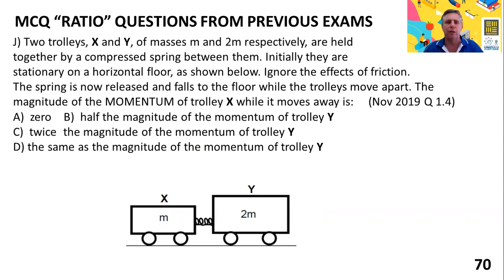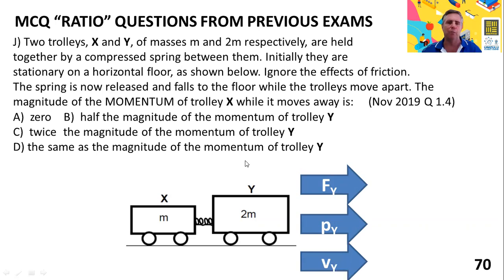And you're asked, how does the magnitude of the momentum of trolley X compare with the magnitude of the momentum of trolley Y? Now notice magnitude. We're only looking at the size, the quantity. We're not concerned about the direction. This question is from November 2019. Now, let's have a look at various quantities for these 2 trolleys with the different masses. The trolley Y will experience a force Fy pushing it away from X because of the compressed spring being released. It will experience a momentum Py to the right, and it will be accelerated to achieve a velocity Vy.